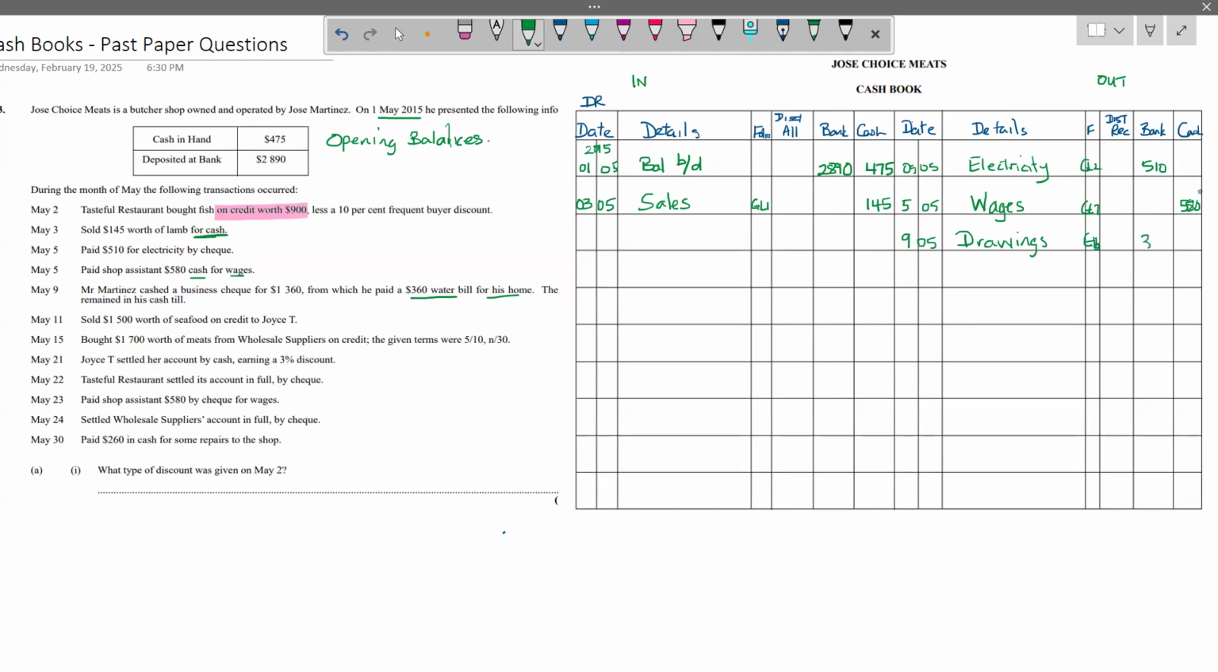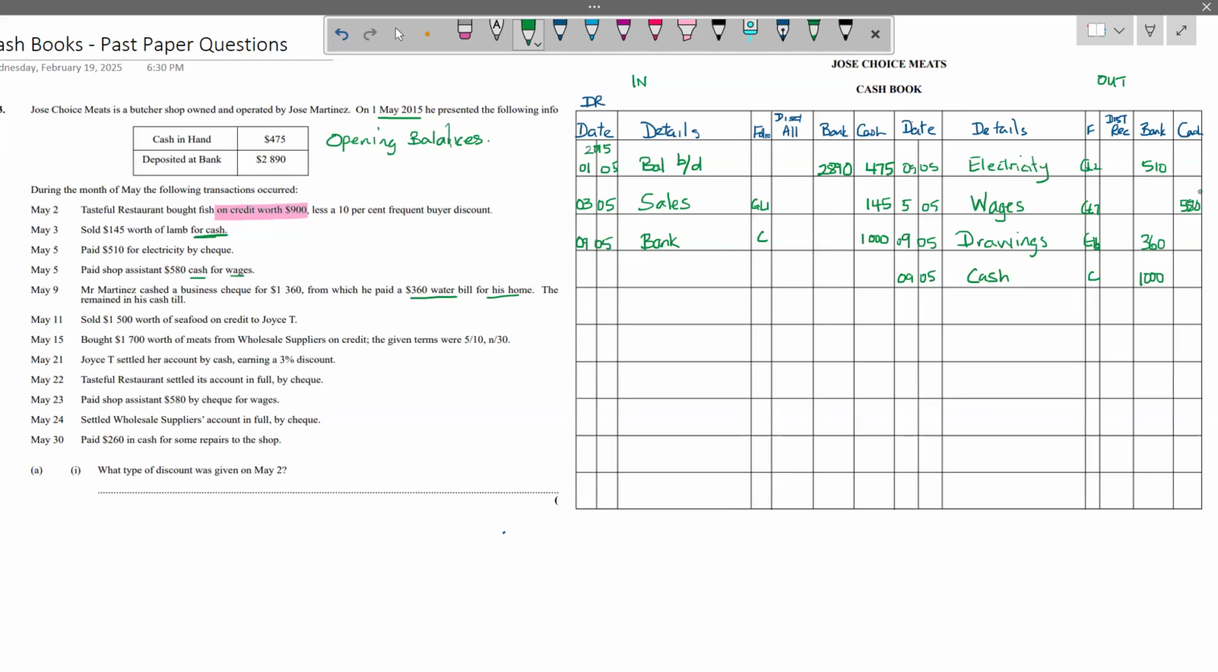360 coming out here. And then also on the 9th of May, he's going to put some money in the cash till. So the details, this is where the money is going to go, is the remainder, $1,000 coming out of the bank. That's a contra entry, so we put C in here. And on this side, we're going to put the 9th of May, where it's coming from. It's coming from the bank account, contra entry. We put in $1,000 in cash, right?